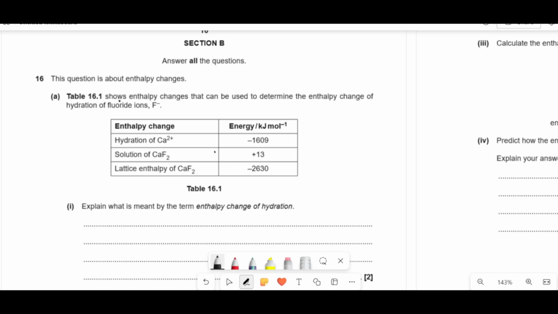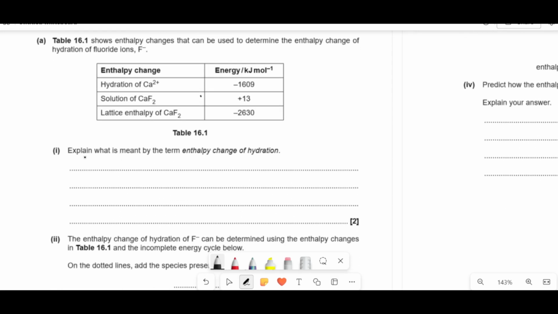So that's out. This question is about enthalpy changes. Here are the enthalpy changes that can be used to determine the enthalpy of hydration of fluoride ions. So we've got hydration, solution, and lattice enthalpy. Fine. It says, explain what is meant by the enthalpy change of hydration.